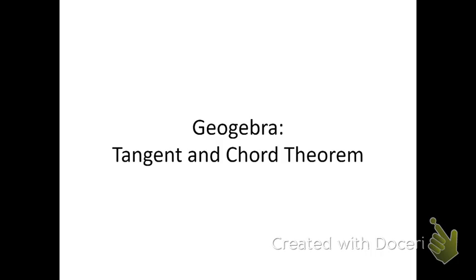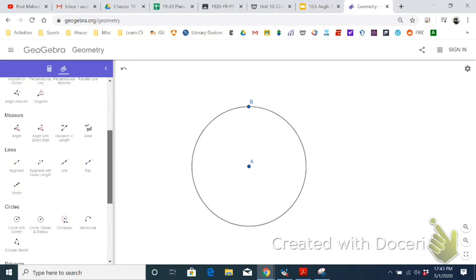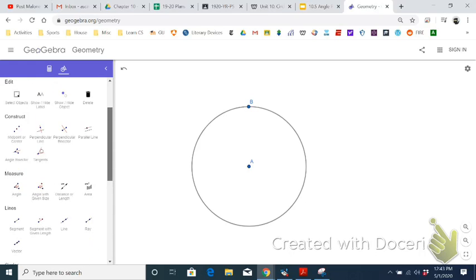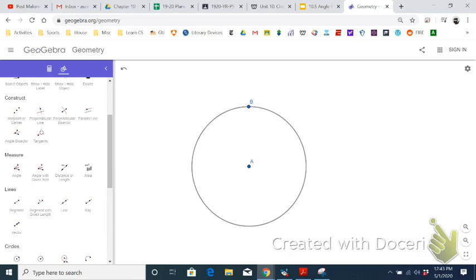Alright, so first we're going to look at what happens when a tangent and chord intersect on Geogebra. Okay, so I'm in Geogebra. I constructed a circle. Now I'm going to construct a tangent. Let me hit pause and find where tangent is. Okay, there it is, tangent line. So I'm going to hit this circle through this point. So that's a tangent line.